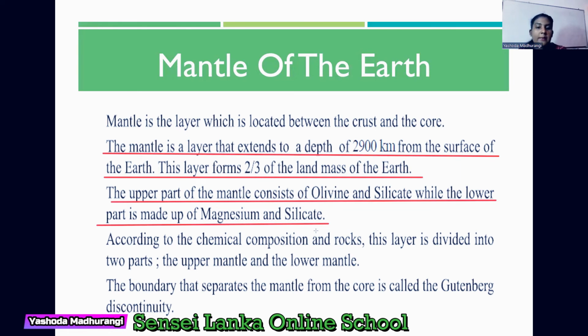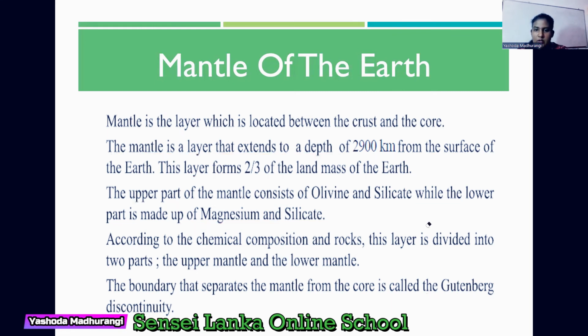According to the chemical composition and rocks, this layer is divided into two parts, the upper mantle and the lower mantle. For this also there is a boundary. The boundary that separates the mantle from the core is called the Gutenberg discontinuity. It is also a boundary. It separates the mantle from the core.